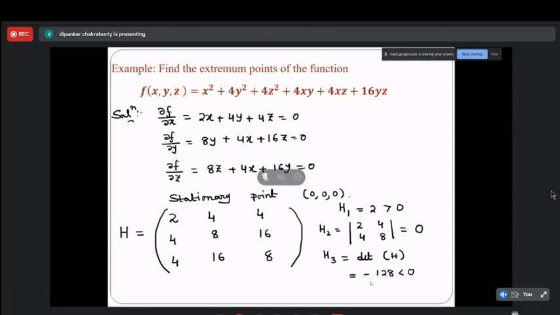Because positive semi-definite is greater than or equal to 0, it will be greater than or equal to 0. But this one is less than 0. So how do you calculate this one? Okay, so this one is indefinite. So H is an indefinite Hessian matrix.